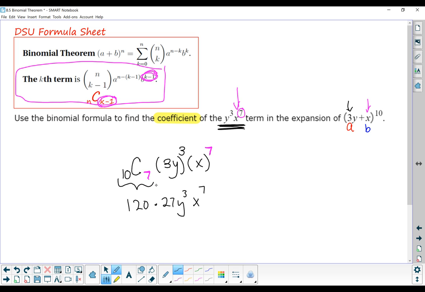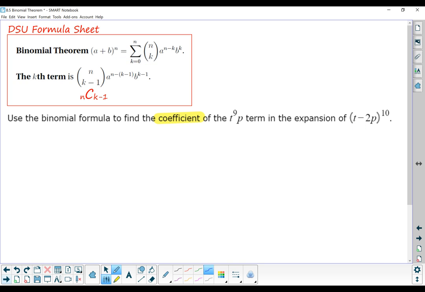And so then if we simplify this a little bit, the 120 and the 27 can be multiplied together. That gives us 3,240 y to the third x to the seventh. So Alex just wants the coefficient, so you would just type in 3,240. If that coefficient is negative, Alex doesn't want you to put that negative in. So let's do one more example of this.